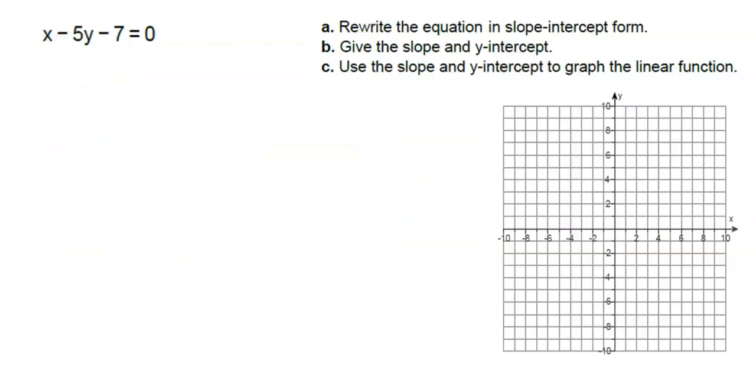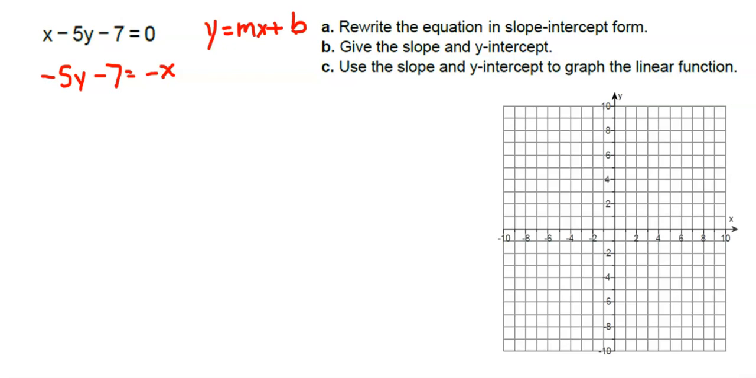For this linear equation, the first thing we're asked to do is rewrite the equation in slope-intercept form. So that means we want to write this in y equals mx plus b form. So we're trying to solve for the y. The first thing we'll do is subtract the x from both sides. So that leaves us with negative 5y minus 7 equals negative x.